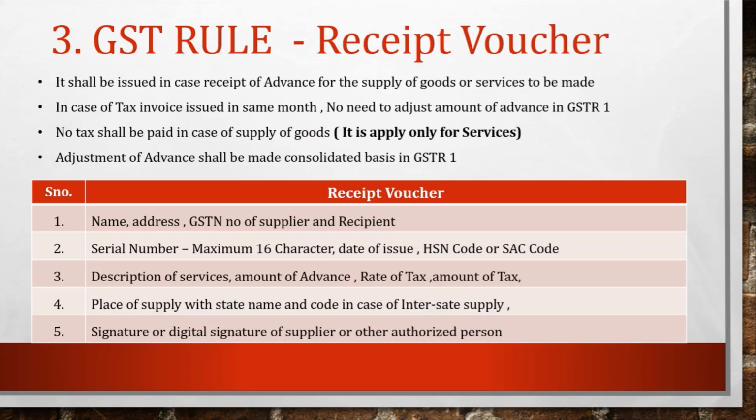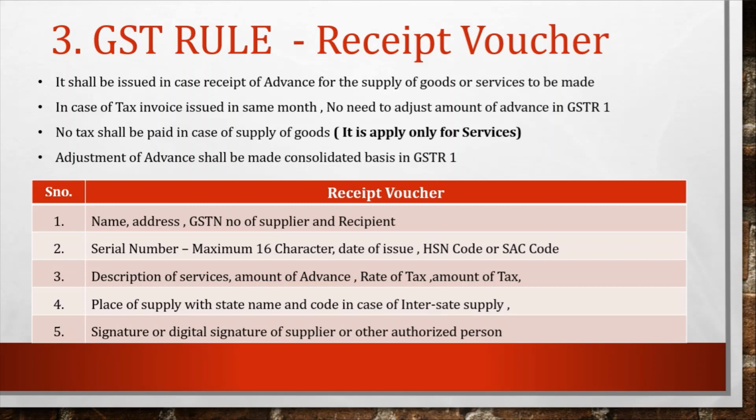Point number 3, GST rule, receipt voucher. A receipt voucher is issued at the time when we receive advances from the recipient, although we have not made any supply of goods or services. In that case, the tax invoice will be issued after we make the supply of goods or services. If we make the supply in the month in which we received the advance, there is no need to make any adjustment of advances in GSTR-1.